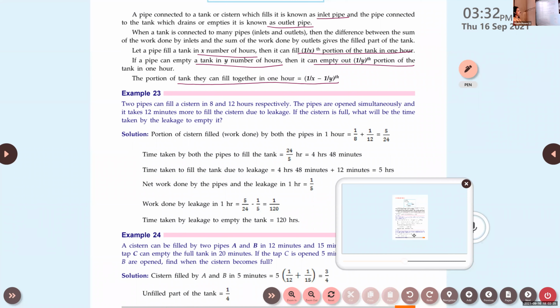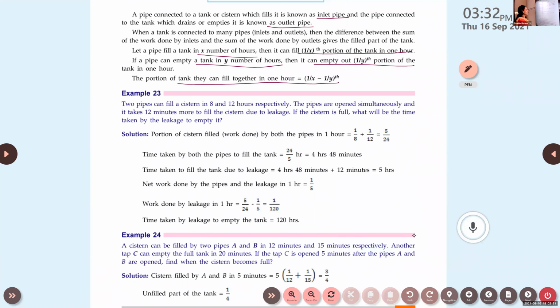Listen here, what is given? Two pipes can fill the tank in 8 and 12 hours. The first pipe fills 1 by 8 of the tank in 1 hour, and the second pipe fills 1 by 12. If we keep both open, the part filled by both pipes will be 1 by 8 plus 1 by 12, which is 5 by 24. This is the part filled by both the pipes. So what will be the time taken? It will be the reciprocal.